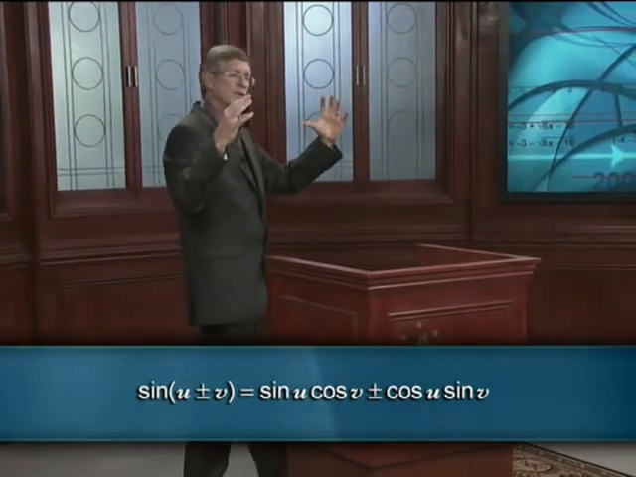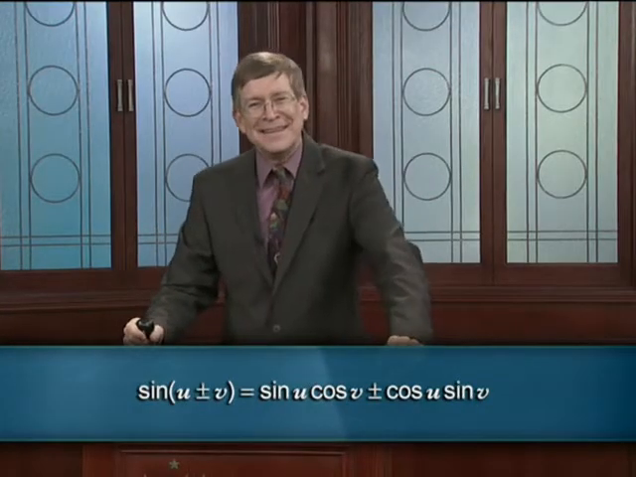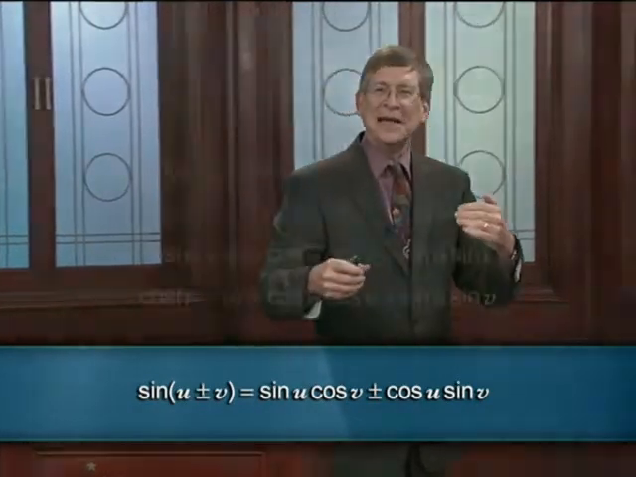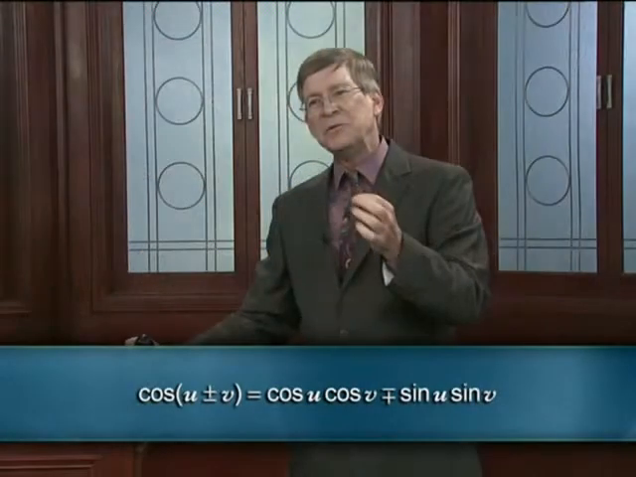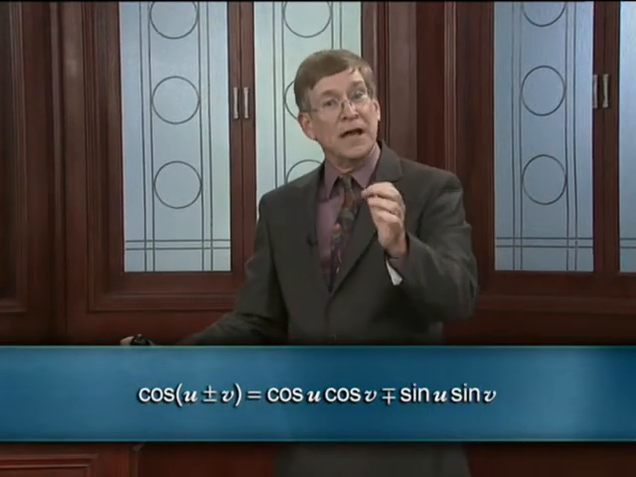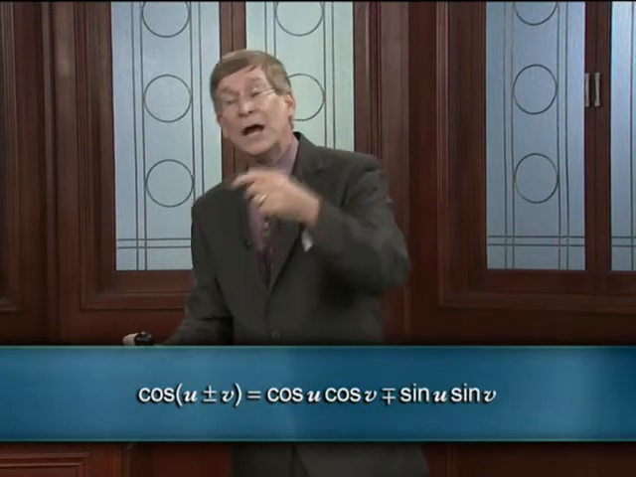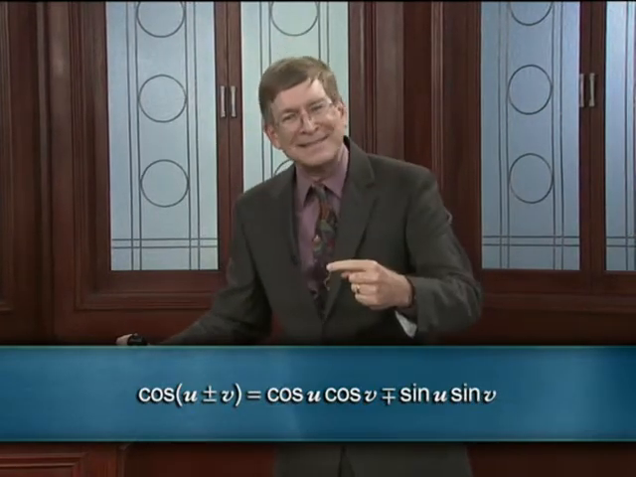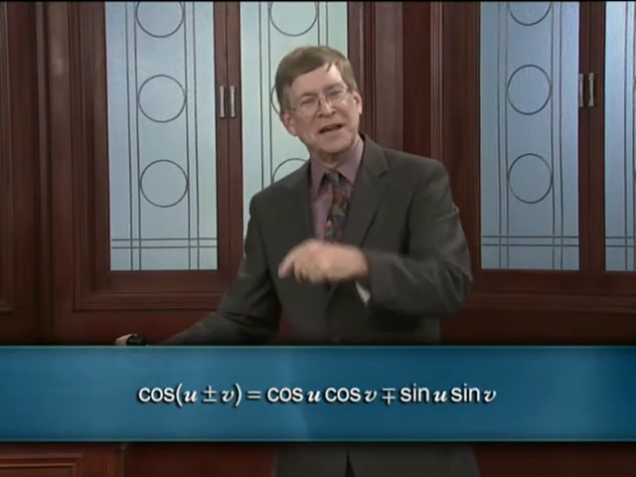So it's two formulas bundled into one. Now, the cosine formula gets bundled in a curious way, because remember, the minuses and plus were interchanged. So here's how you would write it. Cosine of u plus or minus v equals cosine u cosine v minus plus. Isn't that bizarre? Minus plus sine u sine v.